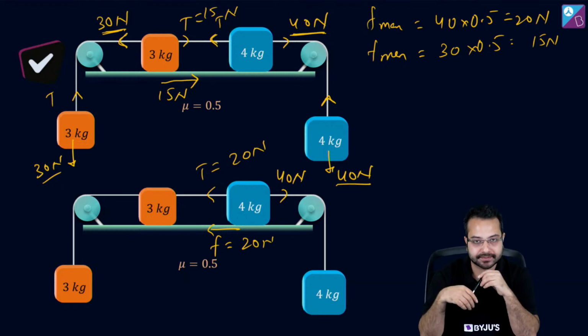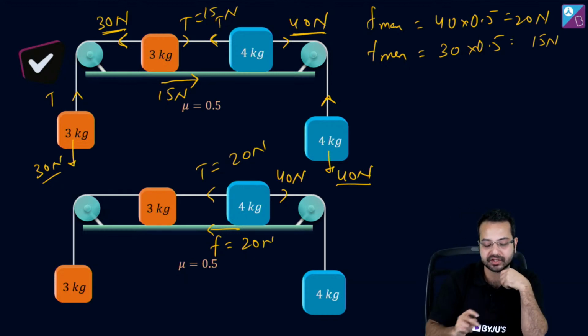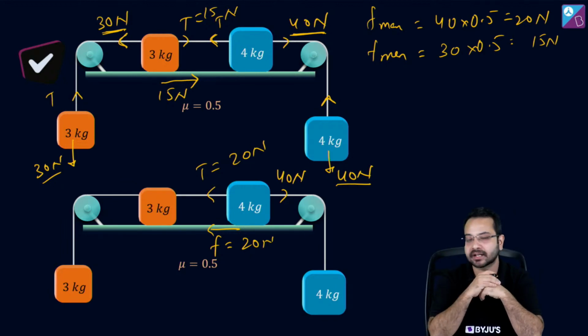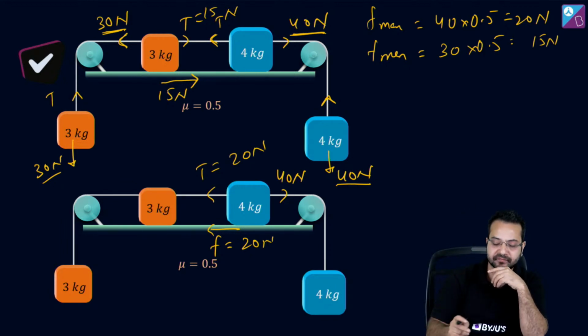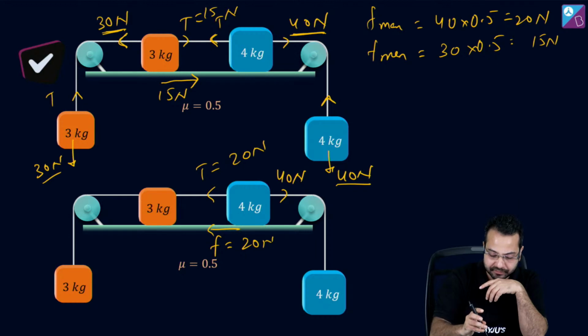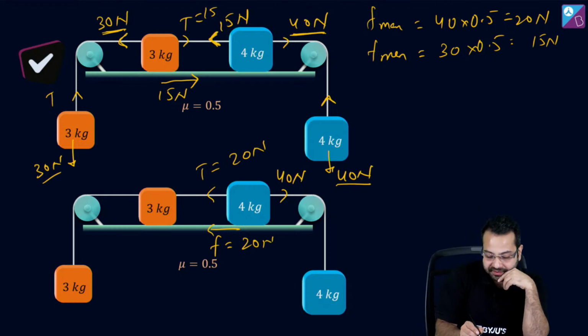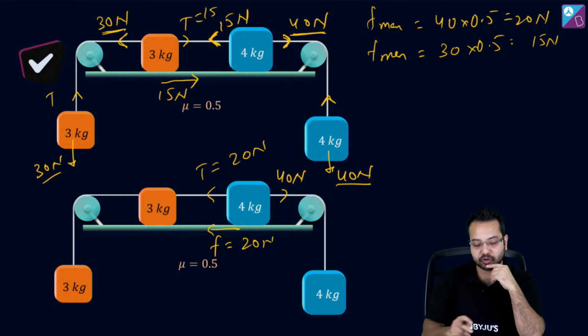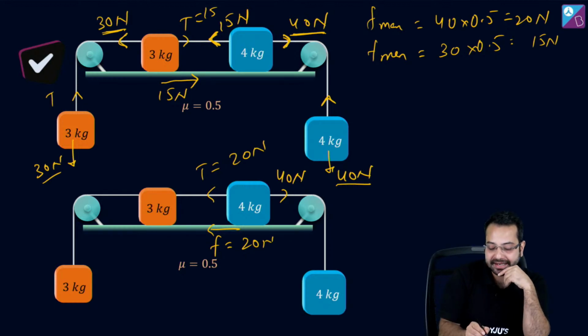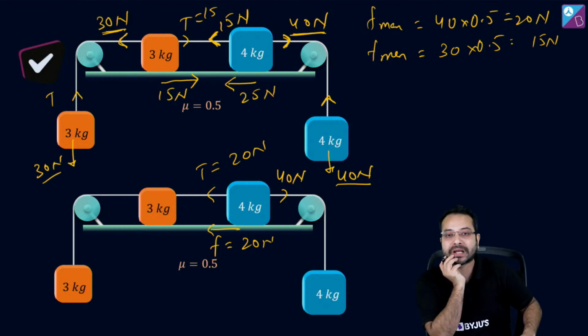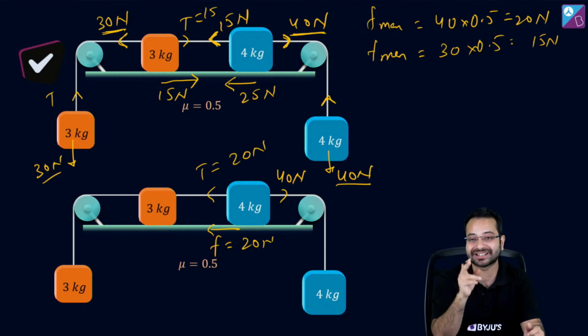Alright, let's look at this. I have assumed friction has adjusted itself on the 3 kg block first. So this becomes 15 Newton, and the tension has become 15 Newton. I'm talking about this tension over here. This is 15 Newton, and this is 40 Newton. So if this 4 kg block has to be at rest, there has to be a force in this direction of 25 Newton. Is that correct? There has to be a force of 25 Newton towards the left.